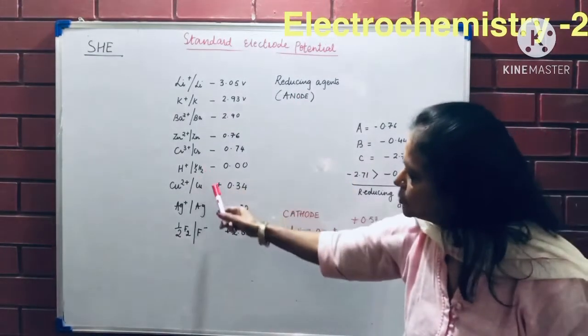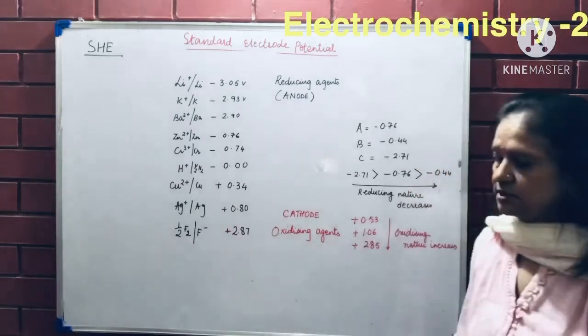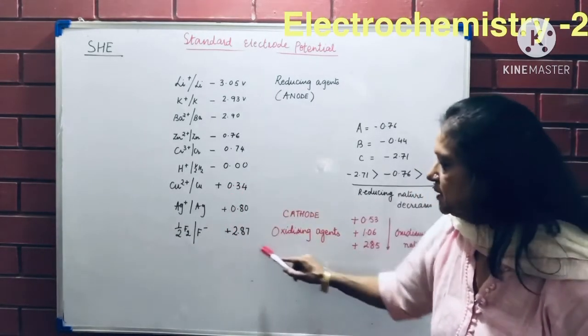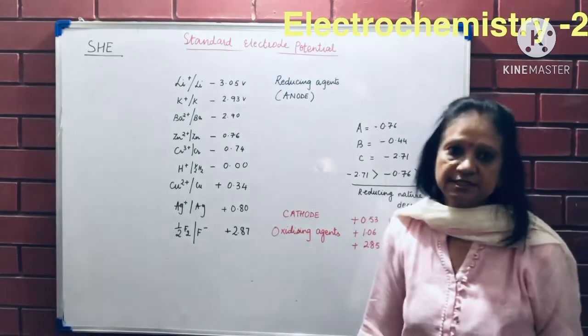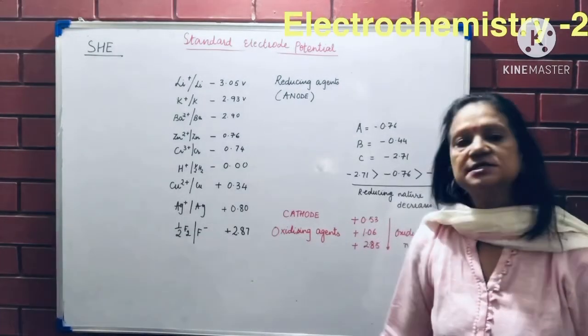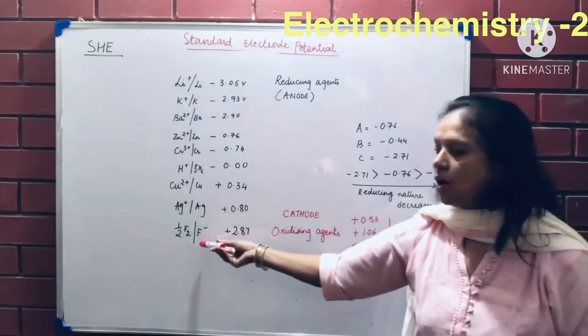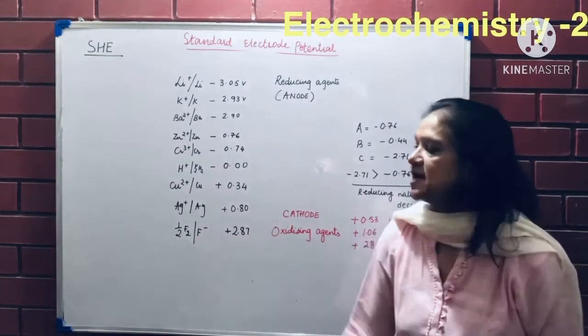And after hydrogen, the values are coming in positive. As the positive value increases, they become stronger oxidizing agents. So fluorine is the maximum oxidizing agent. Fluorine, chlorine, bromine, iodine, all halogens are powerful oxidizing agents.